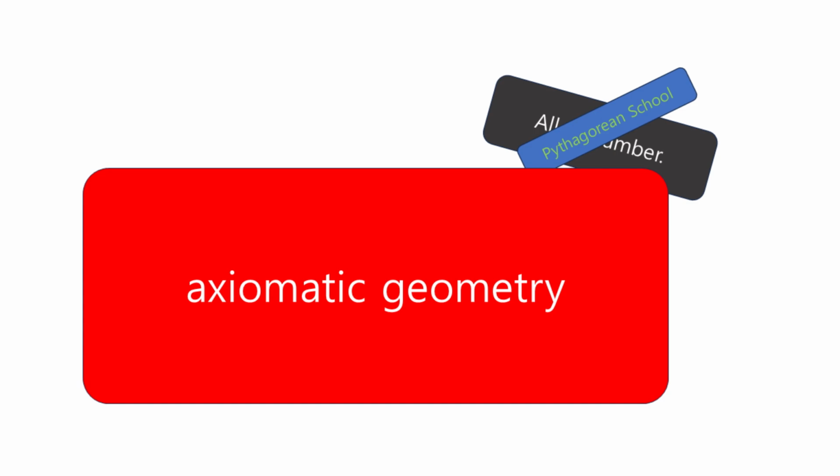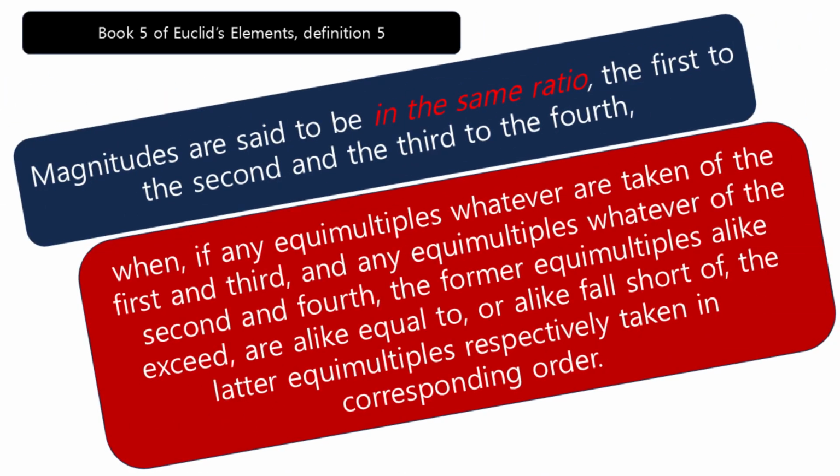So what is the complete definition of equality of ratios? It is given in the fifth definition of Book 5 of Euclid's Elements. It is believed that nearly all of Book 5 consists of Eudoxus's ideas.